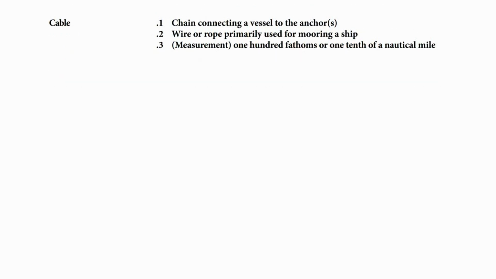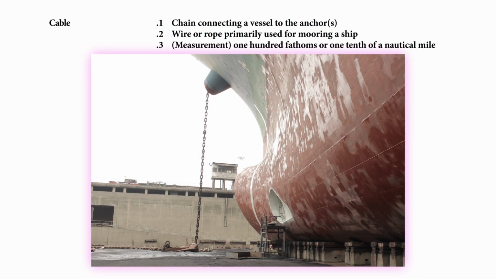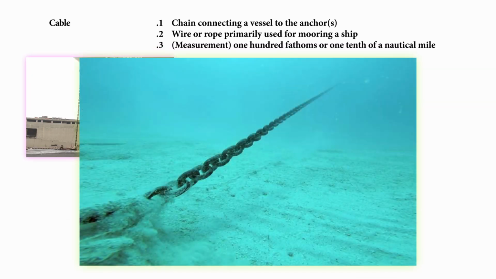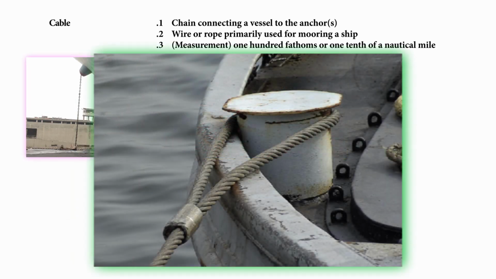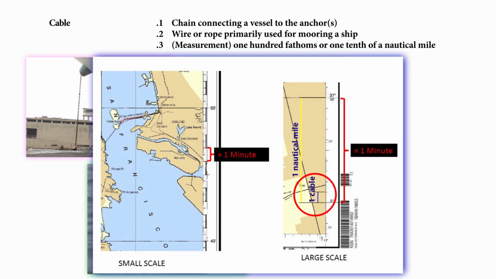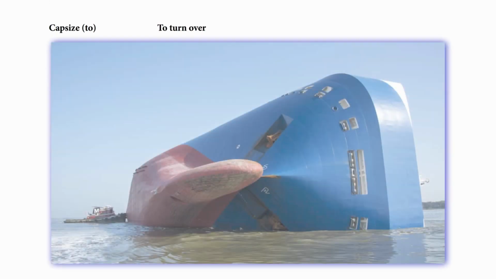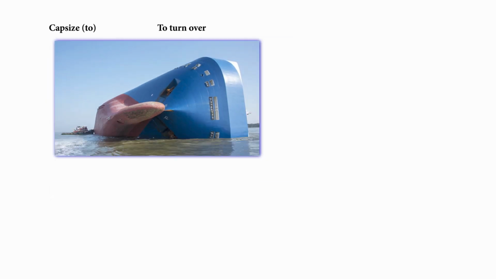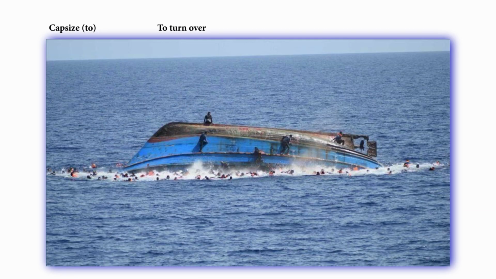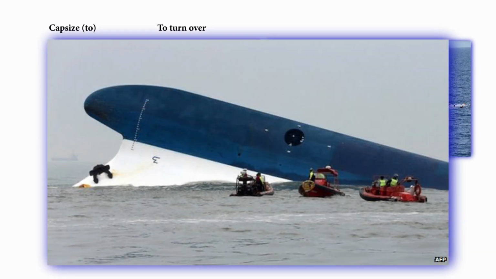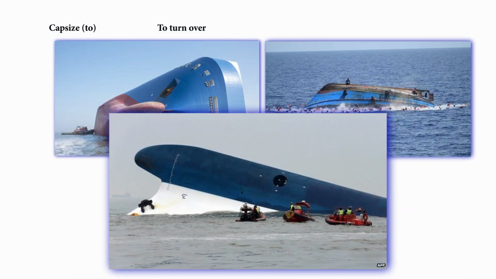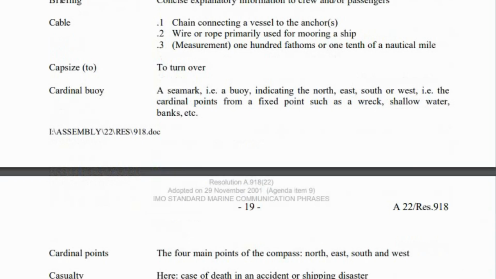So, cable: this is a chain connecting a vessel to the anchor, and also a wire or rope primarily used for mooring a ship, and also a measurement equal to 100 fathoms or 1/10 of a nautical mile. Capsize means to turn over. This is a very sad story for every ship, I don't wish that on you.